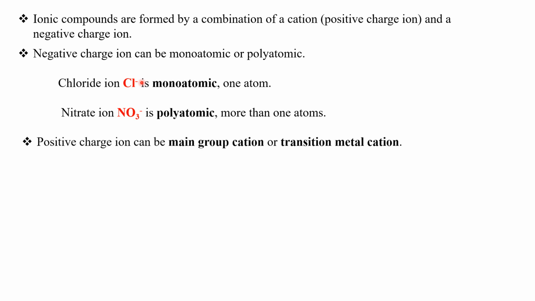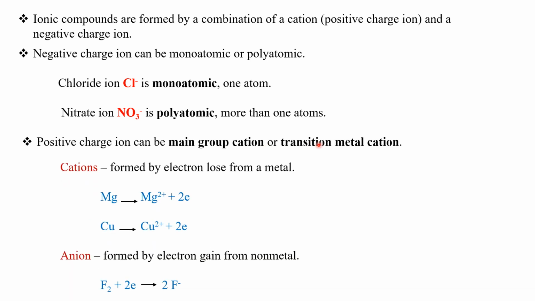Next, the positive charge. Positive charge ions can be main group cations or they can be formed by transition metals. Transition metals, another name is d-block elements. You can see examples given here. Cations are formed by electron loss from a metal. So this main group element magnesium lost 2 electrons to form the magnesium 2 plus cation. And copper is a transition metal, and copper loses 2 electrons to form copper 2 plus. So always the cations are formed by electron loss from metals.